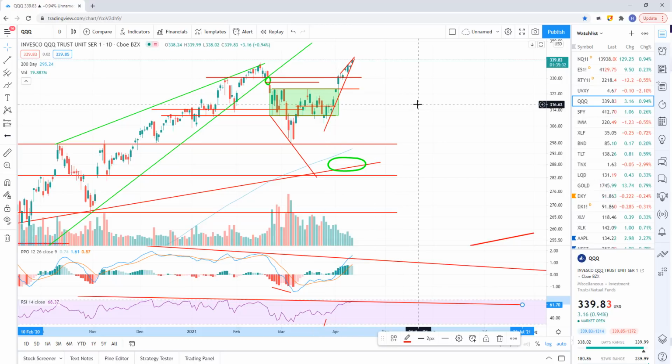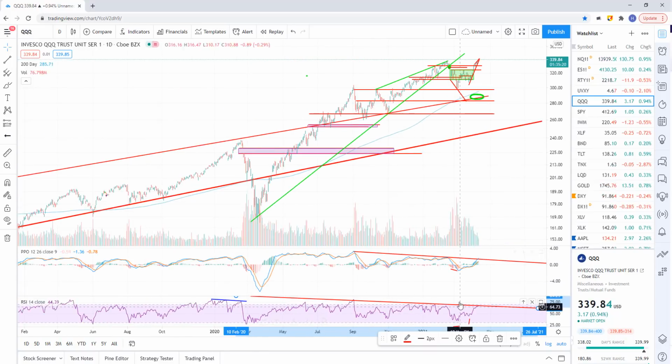So what does that mean? Well, it just means that we're moving higher, and there's no indication yet that we're going to reverse. Although there is the potential for negative divergence to continue and extend.